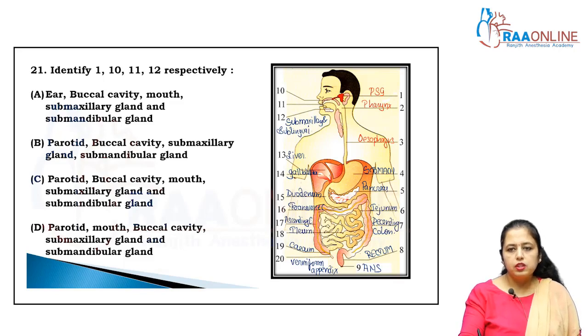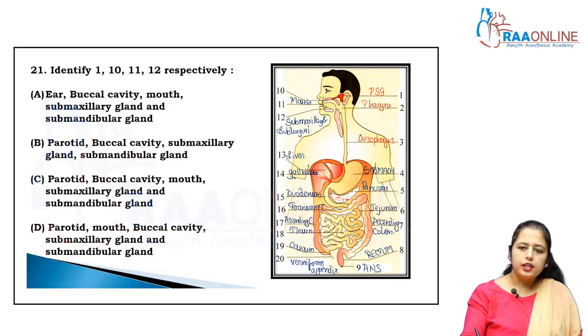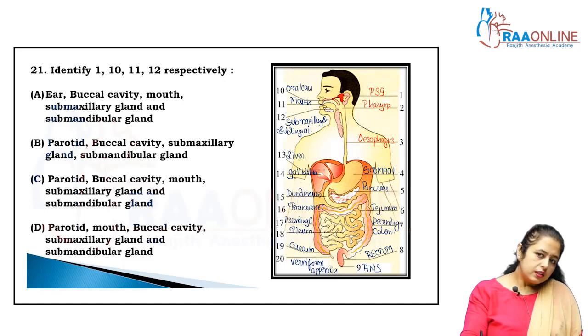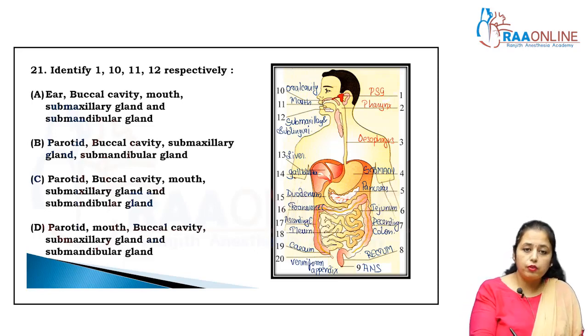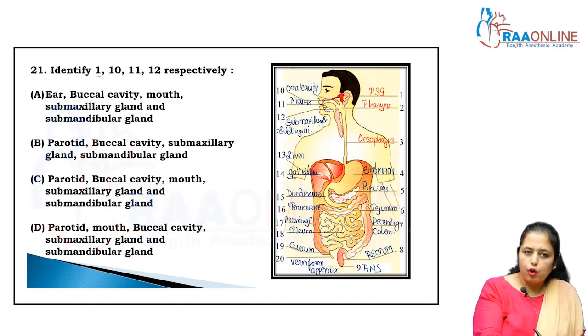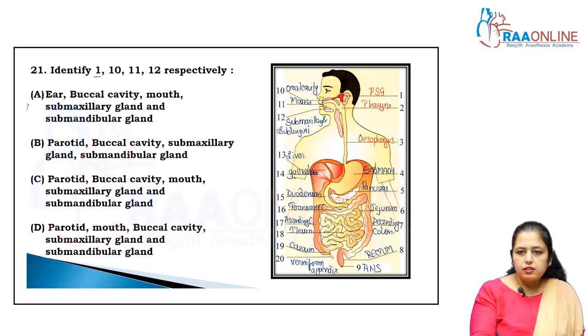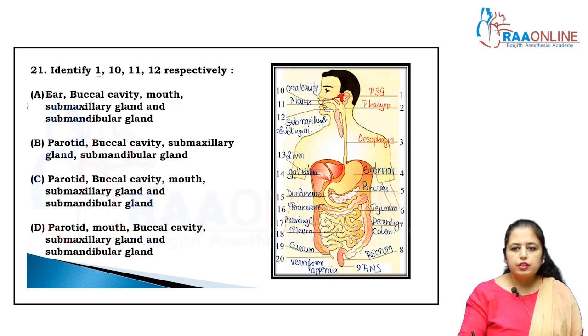Submaxillary and sublingual, mouth, right? And that one is the oral cavity. These are the enumeration according to the NCERT. So now what will happen in that question? One, that is the parotid salivary gland, right? Parotid is in these, that means option A is cancelled. 10th, that is oral cavity. Clear? And 11th, 12th, that is mouth and the submaxillary, right?